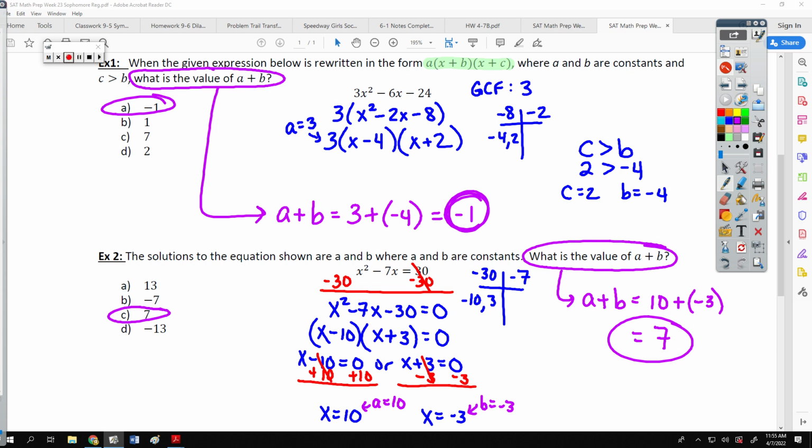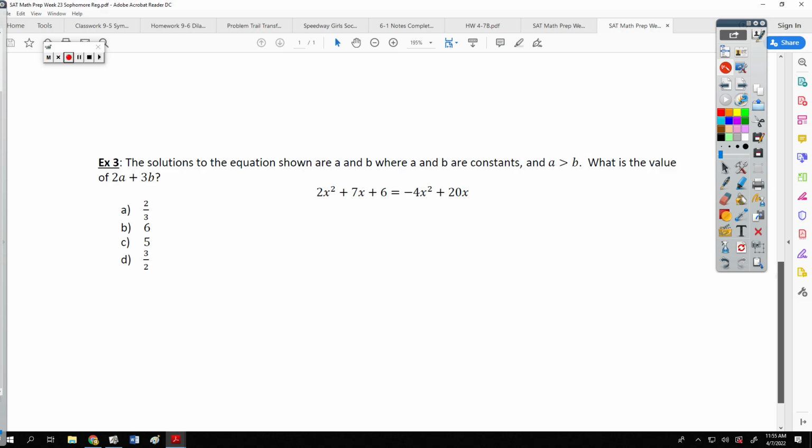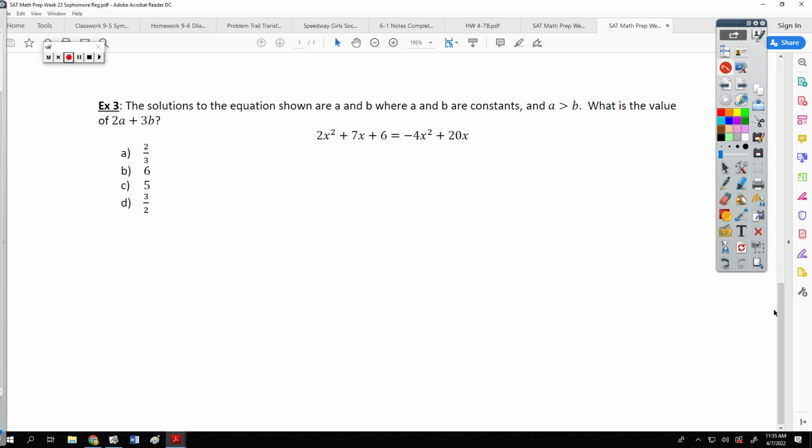So moving on to example 3, and again, if you need to hear that explanation again, it's a video. You can always just back it up. Example 3 is a similar question to example 2, except the level of difficulty has been taken up significantly.